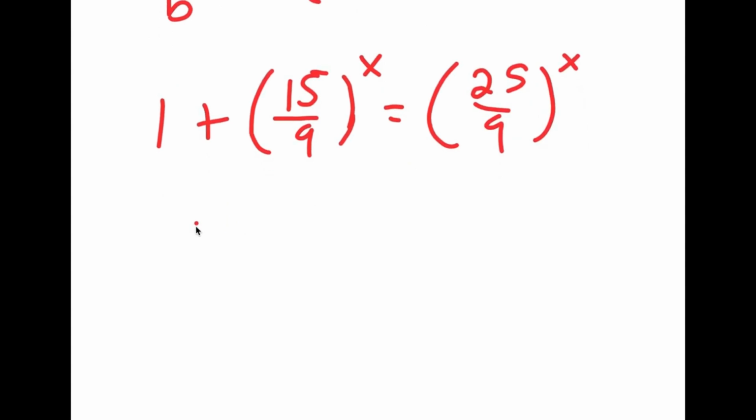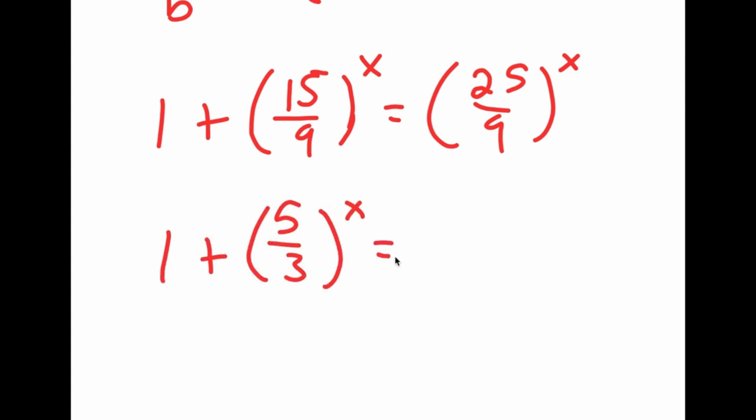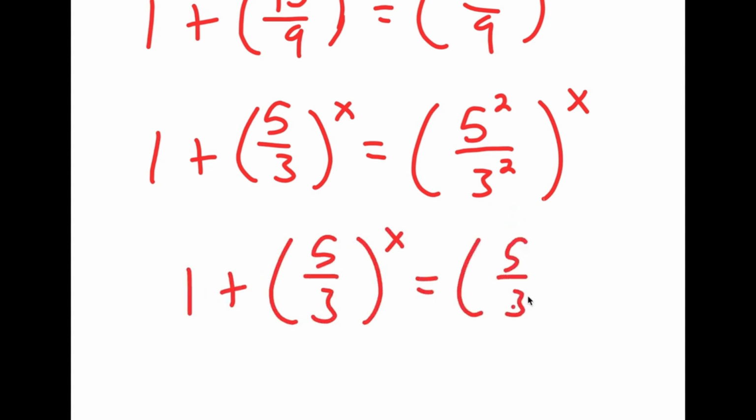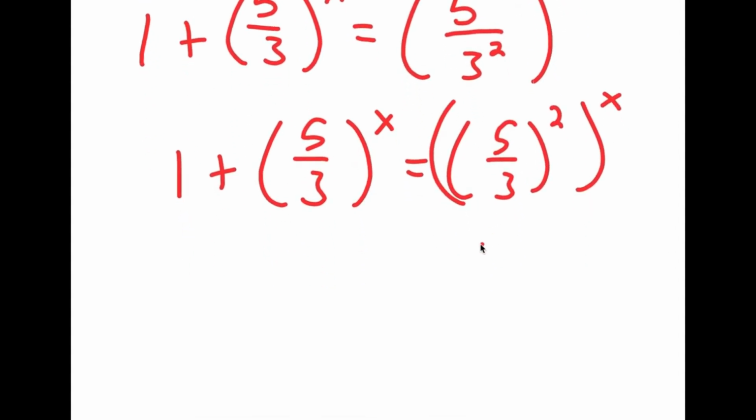And now, 15 over 9 simplifies to 5 over 3. And 25 over 9 simplifies to 5 squared over 3 squared. So now 5 squared over 3 squared is going to equal (5 over 3) squared. Now I have this to the power of x.